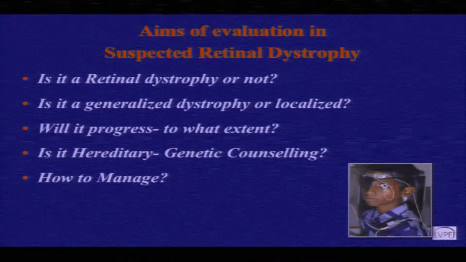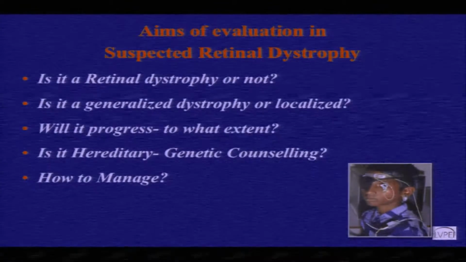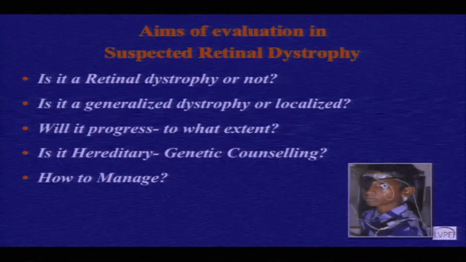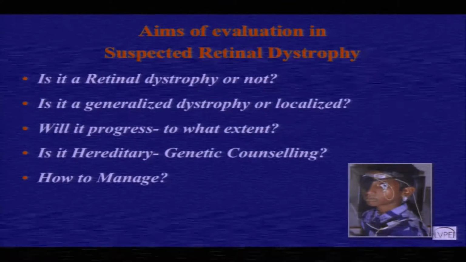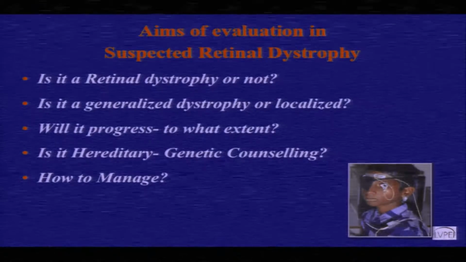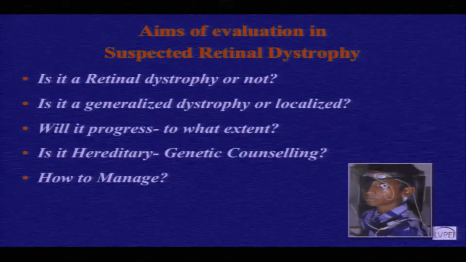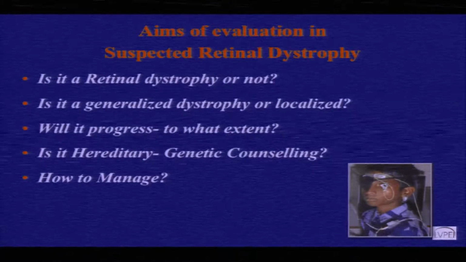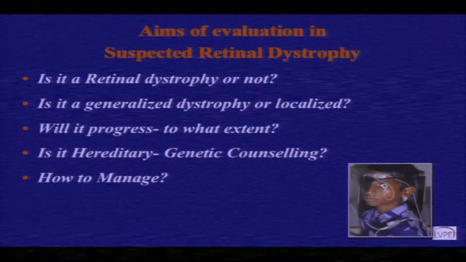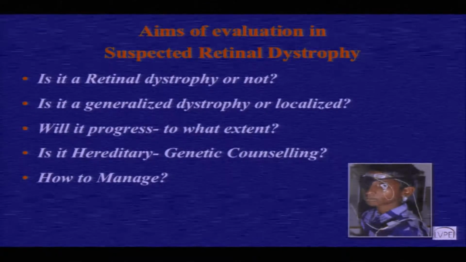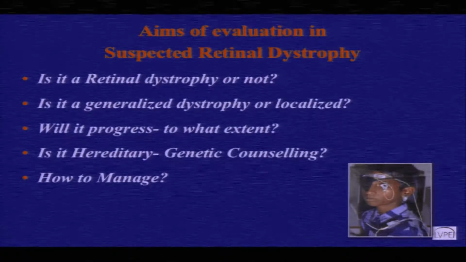Now suppose you are suspecting a dystrophy. In this patient you want to know, is there a dystrophy or not? Is it a generalized dystrophy? Is it a localized dystrophy? Is it going to be progressive or non-progressive? Is it hereditary? Do I need to do genetic counseling? Or is it genetic but non-hereditary, like many of the Stargardts? They are genetic, but they don't pass from one person to the next generation in most cases.